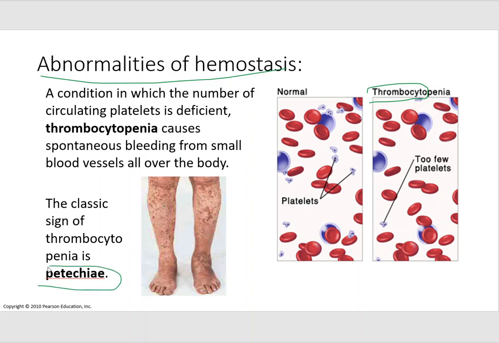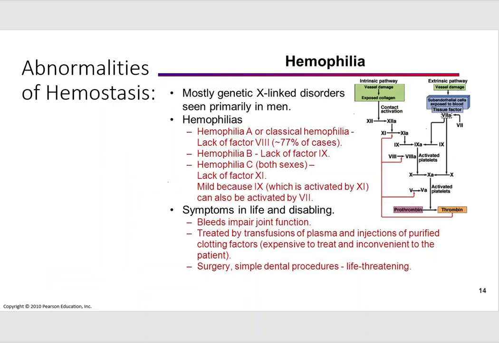We call those petechia. Now there's a lot of things. If you use all your platelets up at one time, or if you're just not making enough platelets, you'll see this petechia. Now petechia itself is not a disease. It's kind of like anemia. It's a sign that there is a disease going on, and you still have to try to find what it is and what's causing it.